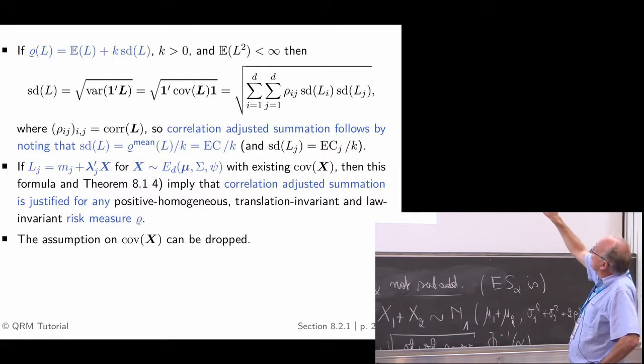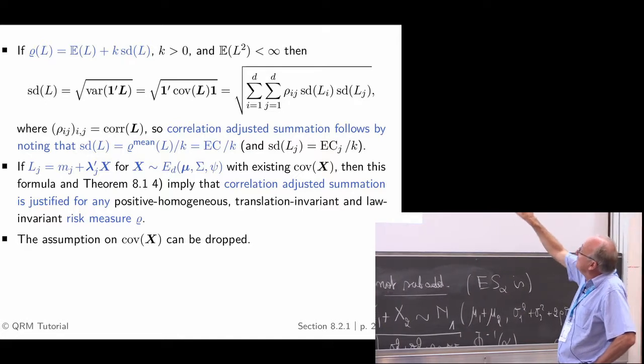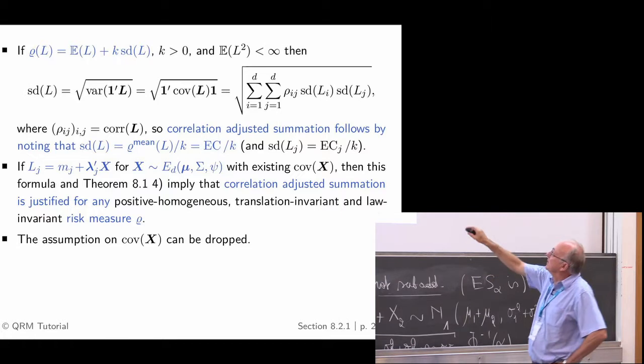So in that case, a correlation adjusted summation follows by noting that this standard deviation has the right properties. This normalization you see immediately if you write the sum of the L's down as this 1-L covariance formula, and it's there. It's exactly what I've done here in 2 dimensions. Okay, so nothing special there.